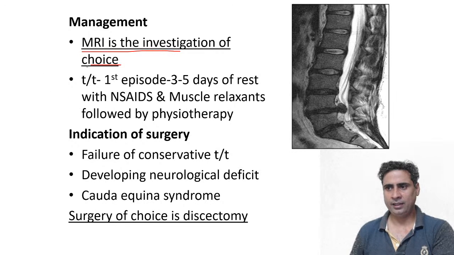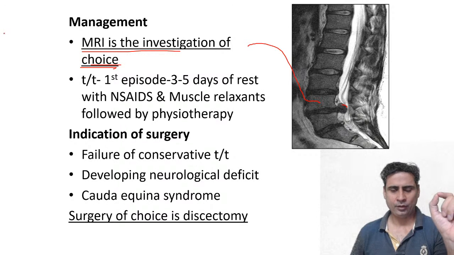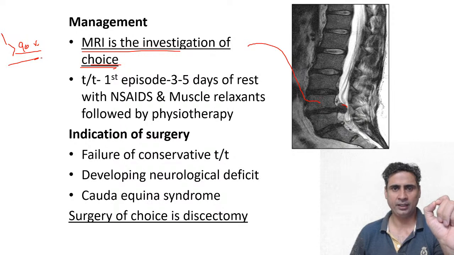MRI is the investigation of choice to diagnose prolapsed intervertebral disc, and as you can see here in this image, there is prolapsed intervertebral disc compressing the spinal cord from the anterior side. Treatment: first episode treatment is always conservative, and if you give proper treatment, more than 90% of patients with first episode of prolapsed intervertebral disc will improve with conservative treatment.